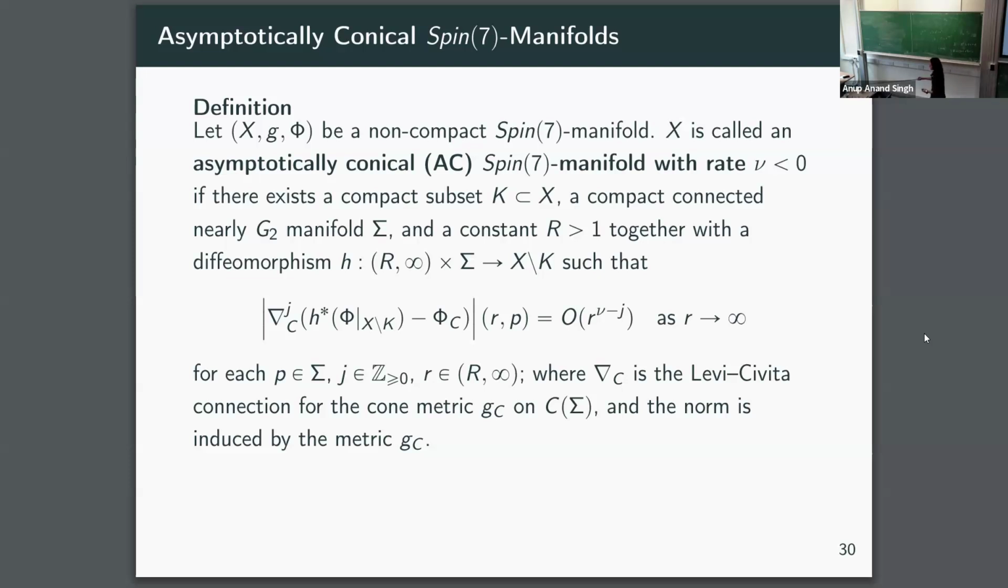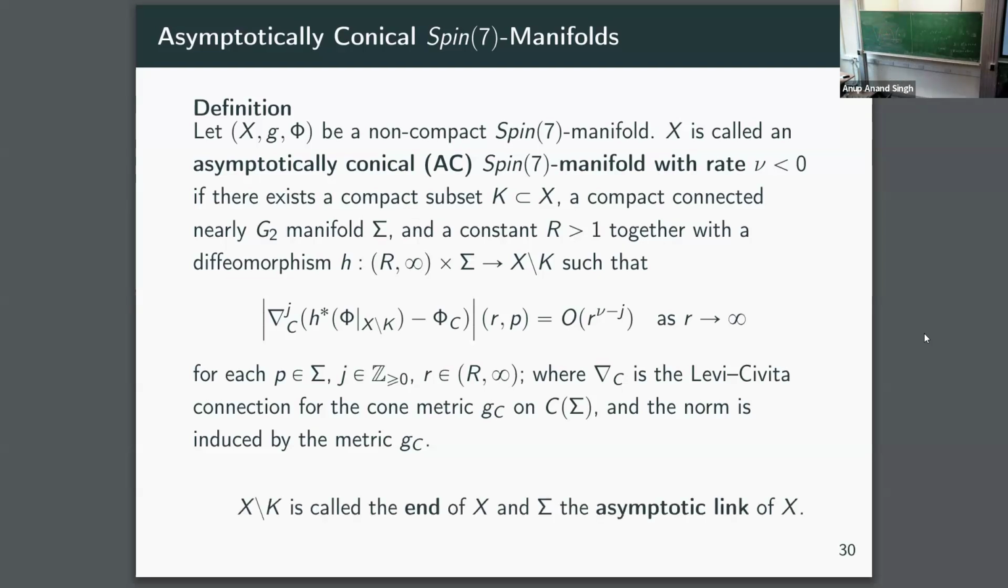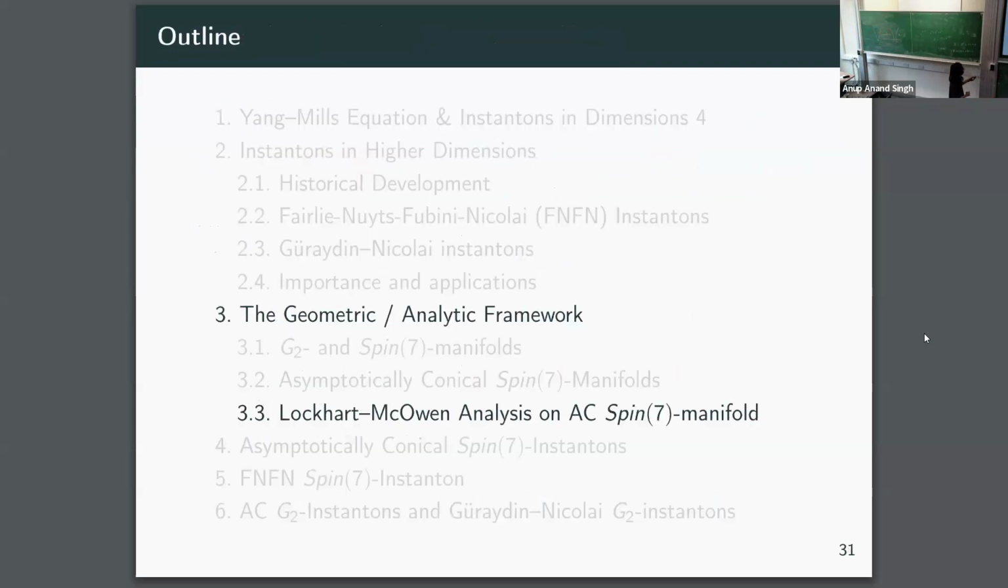Diagrammatically, you can think of it like this: that's your cone. Now you find a manifold that is complete. You remove a compact set from it, and then the upper part, they are diffeomorphic. So that's your asymptotically conical Spin 7 manifold.